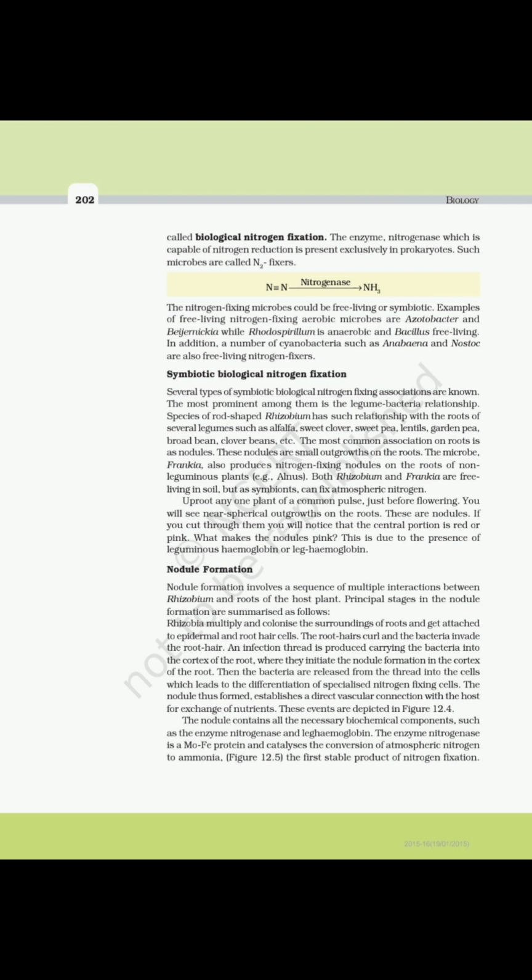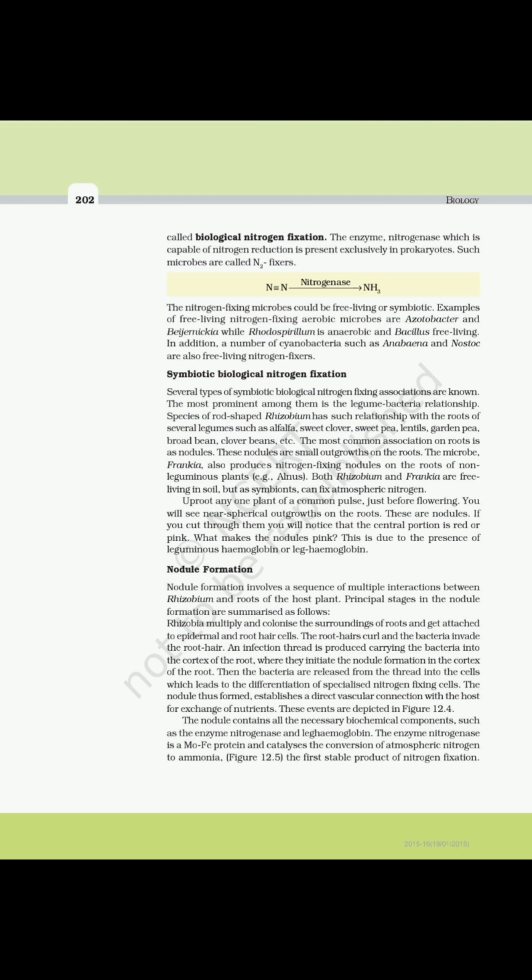Symbiotic biological nitrogen fixation. Several types of symbiotic biological nitrogen fixing associations are known. The most prominent among them is the legume-bacteria relationship. Species of rod-shaped Rhizobium have such a relationship with the roots of several legumes such as alfalfa, sweet clover, sweet pea, lentils, garden pea, broad bean, clover beans, etc. The most common association on roots is as nodules. These nodules are small outgrowths on the roots.